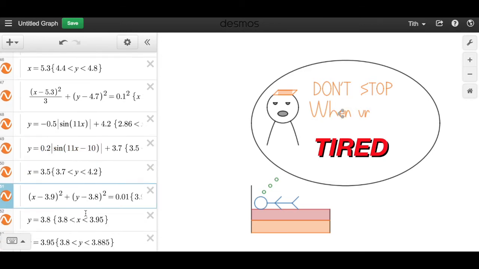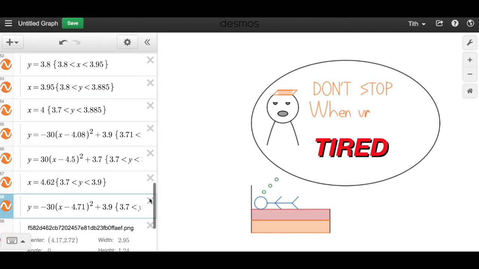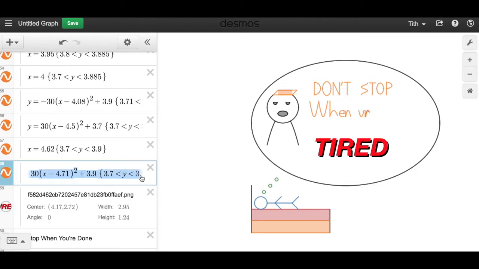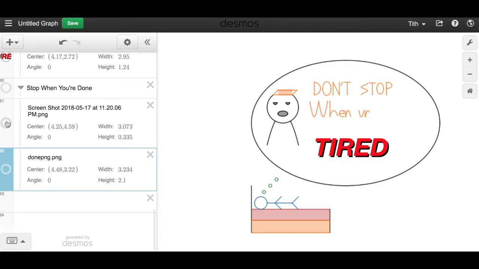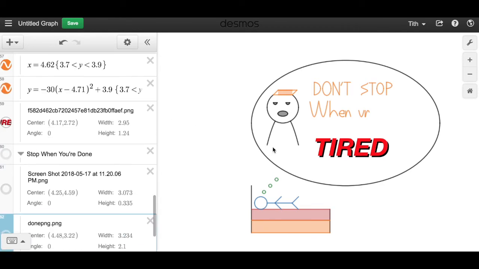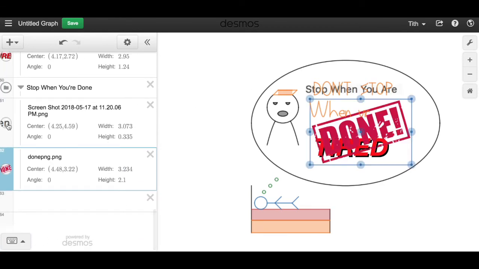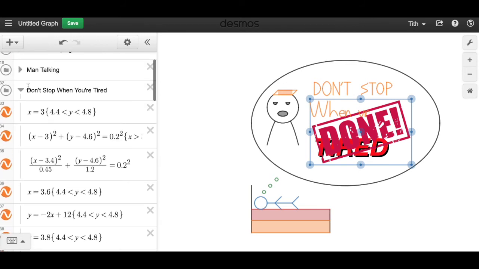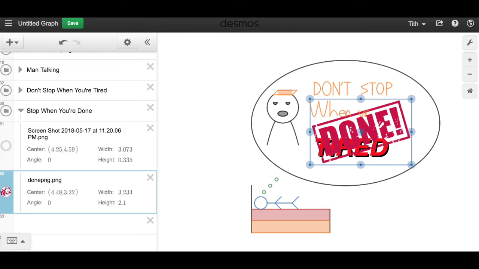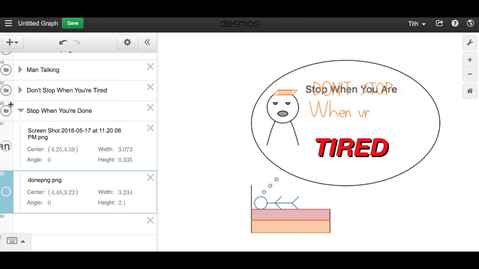And it's the same for the H, but for the E, I use a circle equation and two linear equations. And for the R of your, I used a quadratic equation in the vertex form, a times x minus h squared plus k, to make the R, and I limited it using the domain and range. And for the pictures, the tired and the done, I use pictures instead because I feel like they made a better effect on the audience rather than if I were to make them using equations from Desmos.